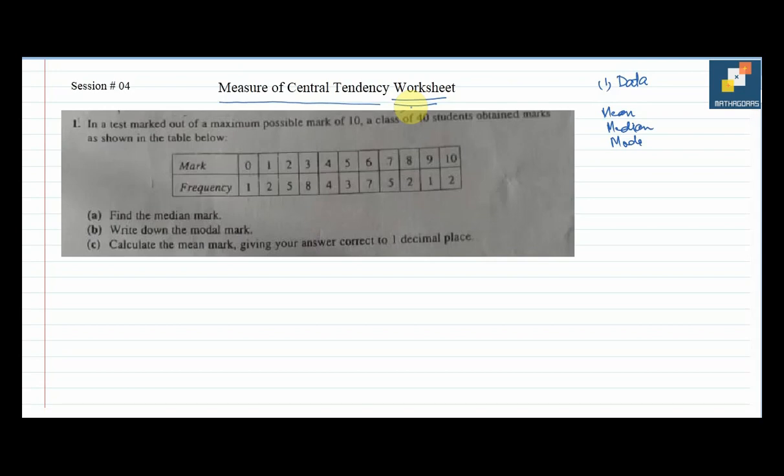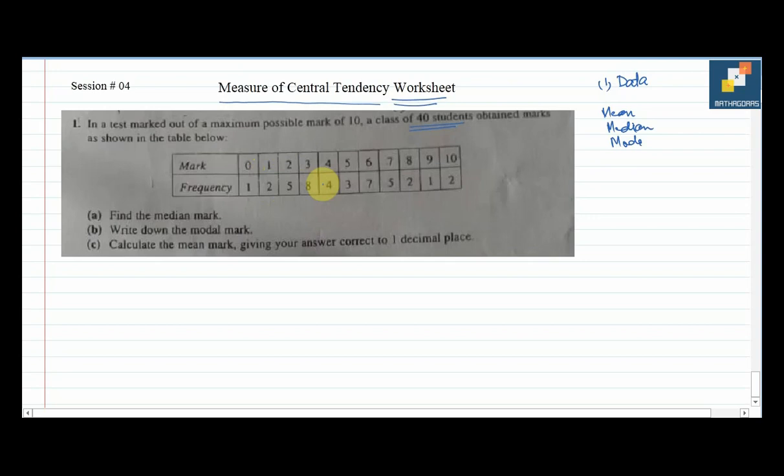All right, so the first question says, in a test marked out of a maximum possible mark of 10, a class of 40 students obtained marks as shown in the table. So you have data of 40 students. That is an important point. So you have a mark. What does the table say? It says that the student who scored 0 marks is 1. The students who scored 1 mark are 2 students. The students who scored 2 marks are 5, and so on.